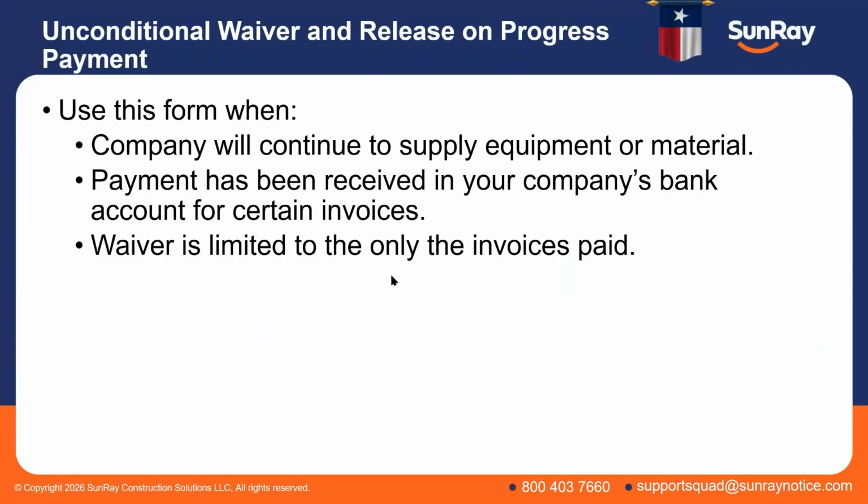You're going to use this form when your company will continue to supply equipment or material on the job. You're going to continue to do work. Payment has been received. The money is actually in your bank account. No check. The check has already cleared if it was paid by check, but you've got the money in your bank account. And you want to make sure this is limited to only the invoices or the pay applications that were actually paid. So that's the caveat, right?